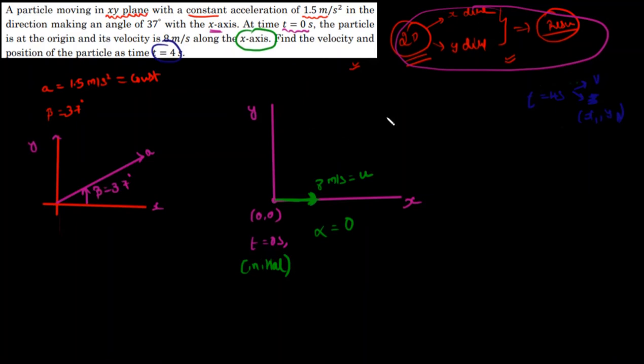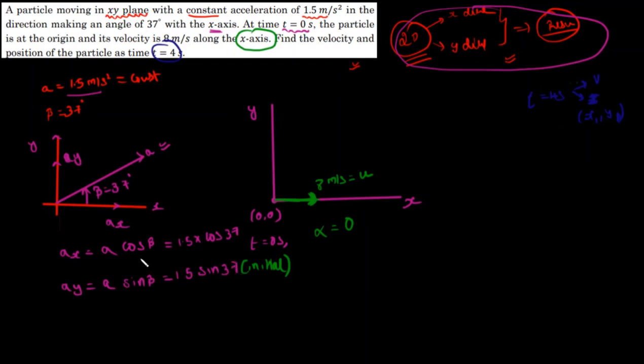First of all, what I can do is follow the divide and rule policy. Let me divide the acceleration into x-axis and y-axis components. What will be the x-axis acceleration ax and the y-axis acceleration ay? ax is a cos beta and ay is a sine beta, where a is 1.5. So ax is 1.5 into cos 37 degrees, and ay is 1.5 into sine 37 degrees. You can just do the calculation.